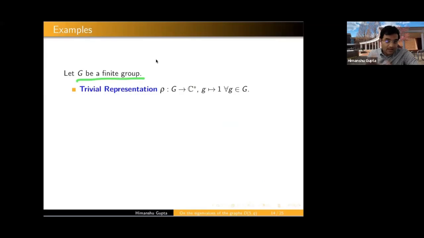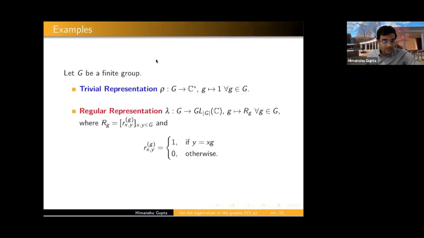So let G be any finite group. We always have this representation called the trivial representation. What does it do? It just takes every g to 1. C star is C minus 0. You can check that it's a homomorphism. All we need to check is rho(gh) = rho(g) rho(h). That is the definition of group homomorphism. And given any group, this representation is always there.